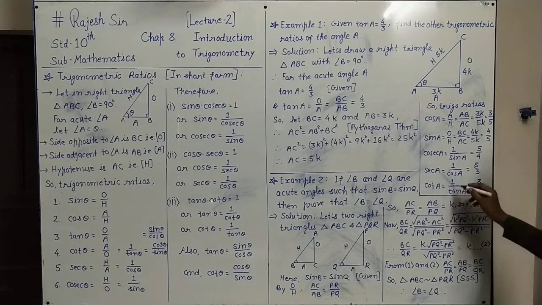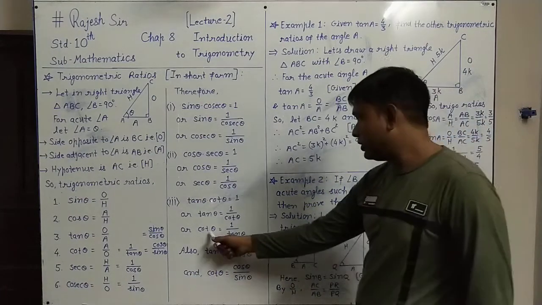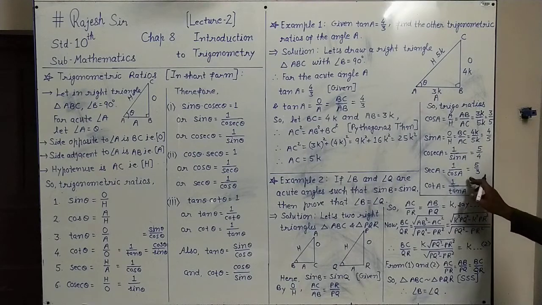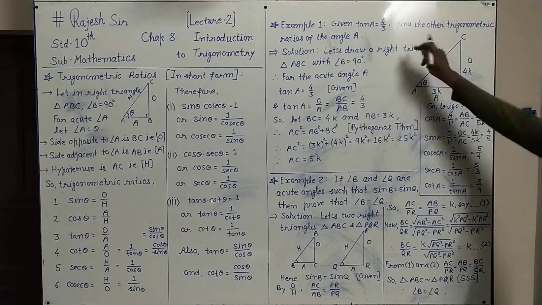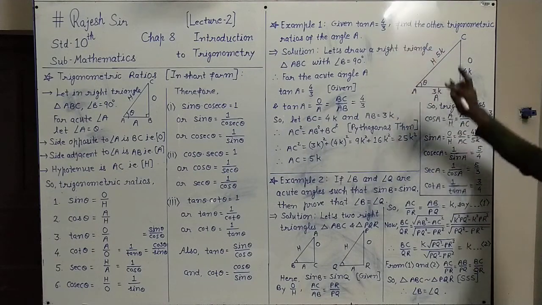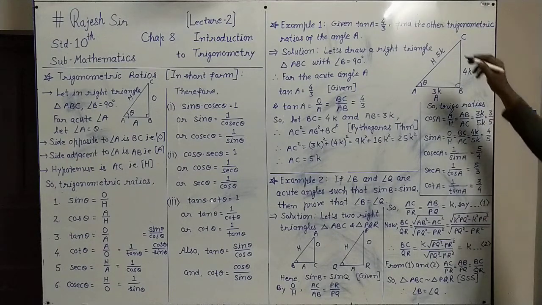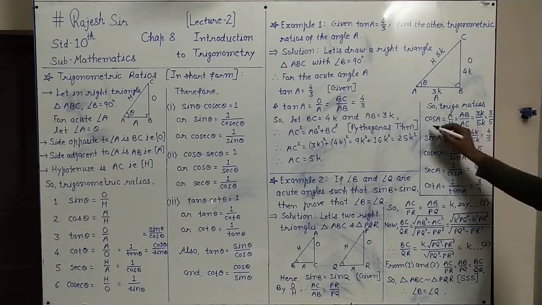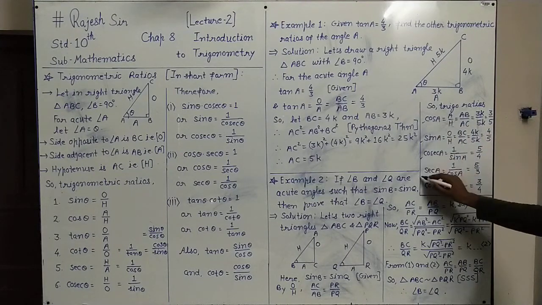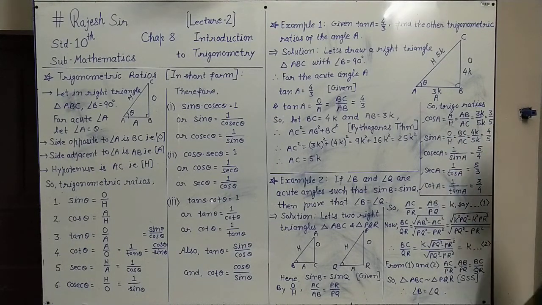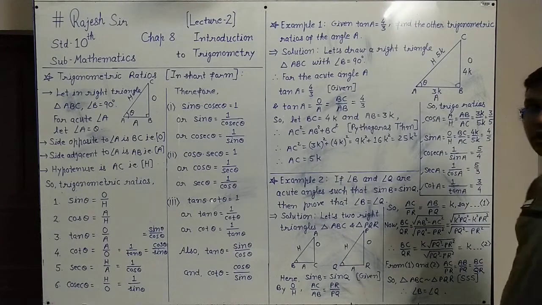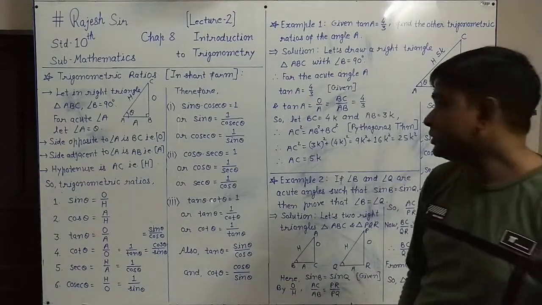Next, cot A is 1 upon tan A. Cot theta equals 1 upon tan theta. So cot A equals 1 upon tan A. And tan A is 4 upon 3, given in the question. So its inverse, 1 upon tan A, will be the inverse of 4 upon 3, which is 3 upon 4. So for the remaining 5, we have got the trigonometric ratios. One trigonometric ratio was given, and the remaining 5 we have got. So all 6 trigonometric ratios we know now.